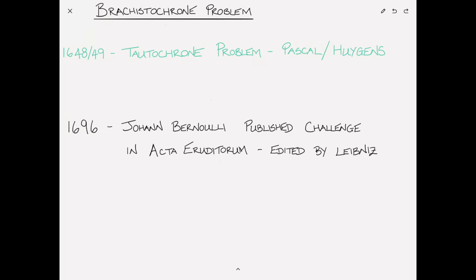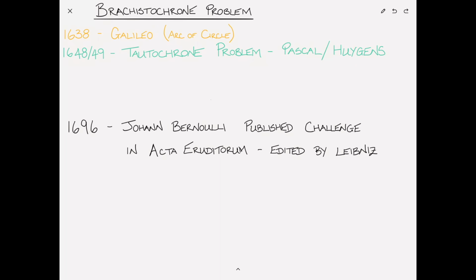Now, actually, Bernoulli was not the first one to weigh in on the Brachistochrone problem. Back in 1638, Galileo had something to say about it, and he got it wrong. He thought that the best curve was the arc of a circle, but he was able to successfully demonstrate that a curved path was more optimal than a straight path.